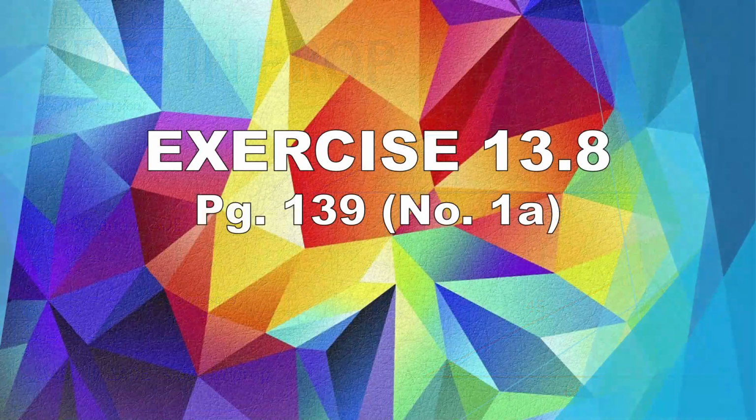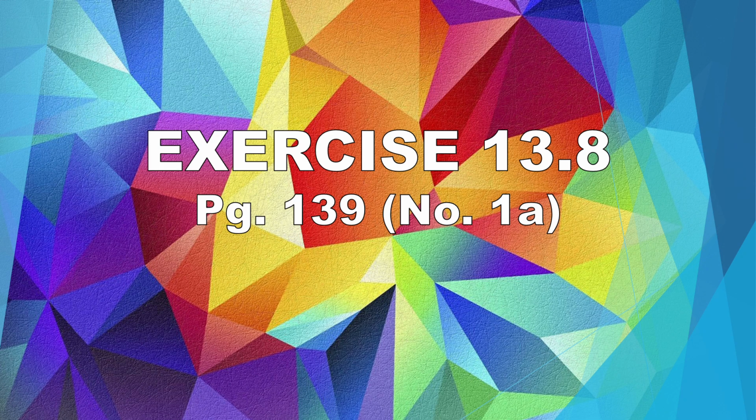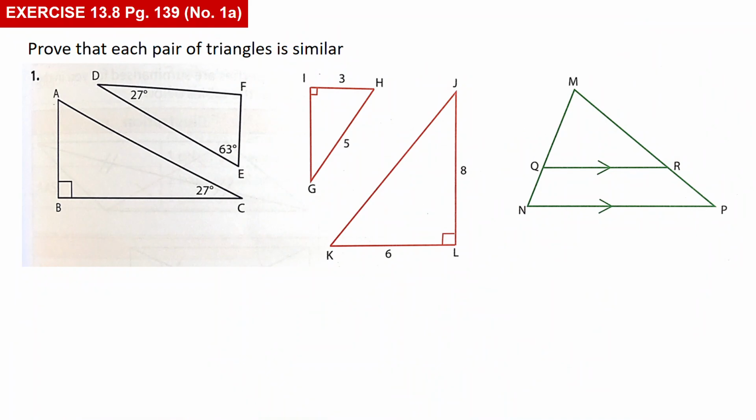Okay guys, so for homework I would like you to do exercise 13.8 on page 139, number 1a. This is what it looks like. So you need to prove that each pair of triangles is similar. For some of them, you might need to calculate the angle or the side first. So for example here, you're missing all the sides, so you would need to use Pythag to first work out the sides, then you can show that they're in proportion. Same thing here, you're missing an angle over here, and over here you're also missing an angle, so first work out the angles, then prove similarity.